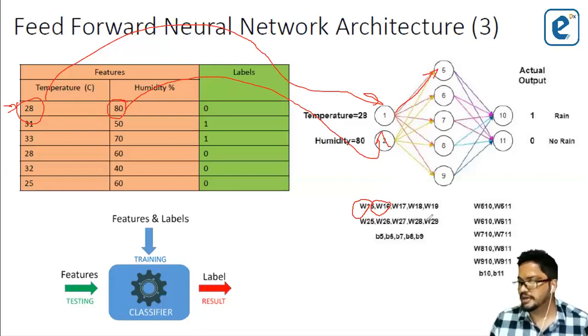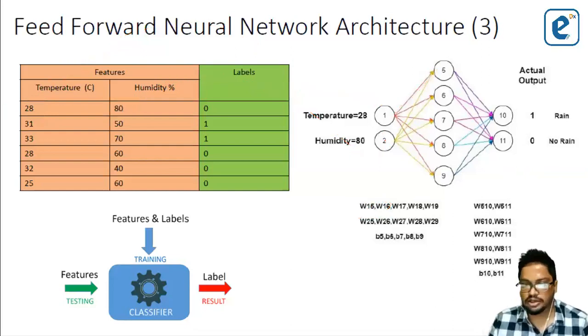Likewise, the biases are also given the same kind of name: b5, b6, b7, b8, b9. Also these two have biases, b10 and b11. And the other thing to keep in mind is that input layer neurons do not have biases.